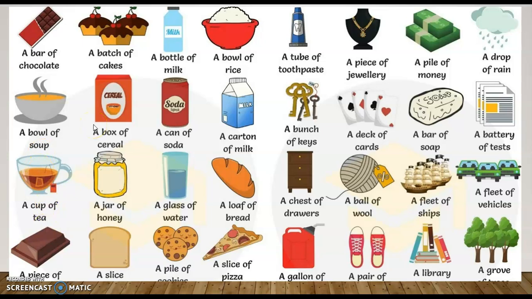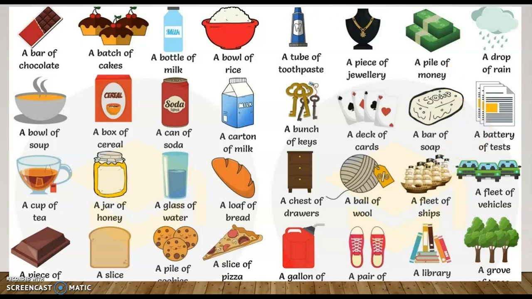Kalau coklat ni, a bar of chocolate ni maksudnya coklat penuh ni. Kalau awak nak satu piece, a piece of chocolate, a slice, a jar of honey, satu bekas honey. What is honey? Madu. A glass of water, a can of soda, a carton of milk, a bunch of keys, a tube of toothpaste, a ball of wool, a pair of shoes.